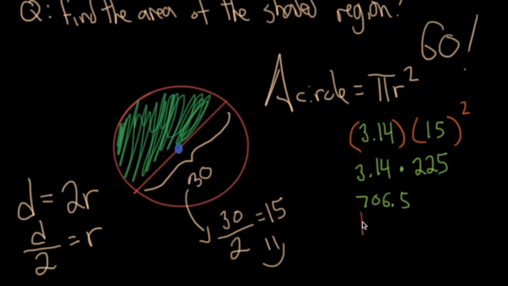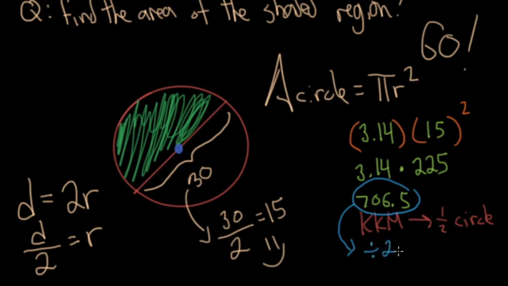So, the common kid mistake is to forget that we're looking at half a circle. So, what do you think, put your thinking caps on, what do I need to do with this number here? I need to, yes, you're right, divide by 2, because I'm taking half of the circle. So I'm going to divide my answer, and my final answer is truly 353.25, and I'll say units squared.